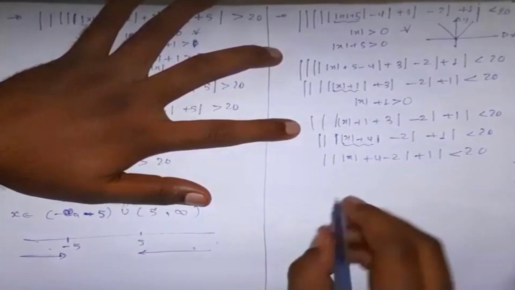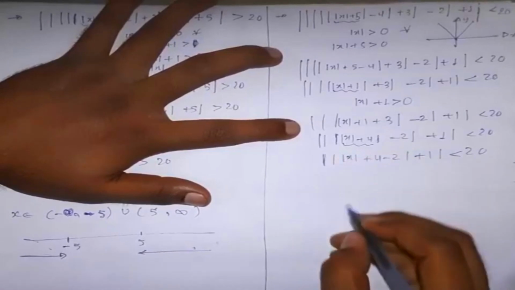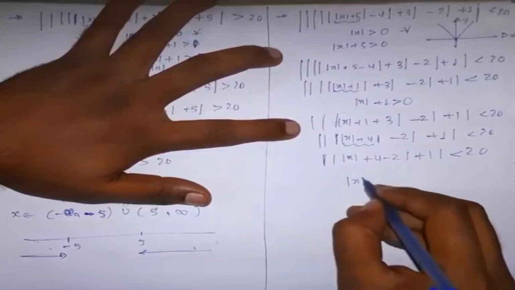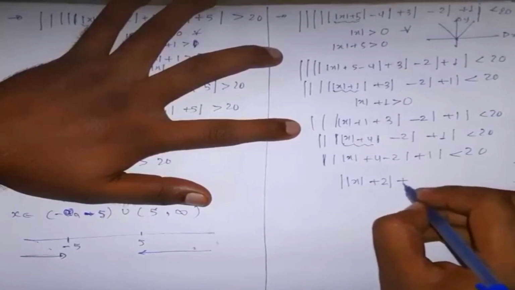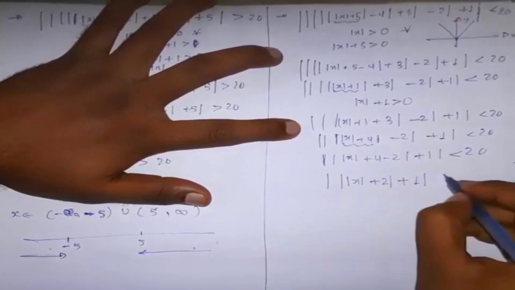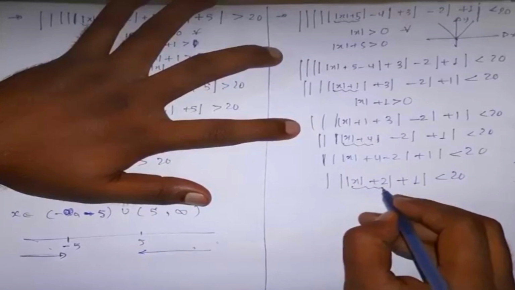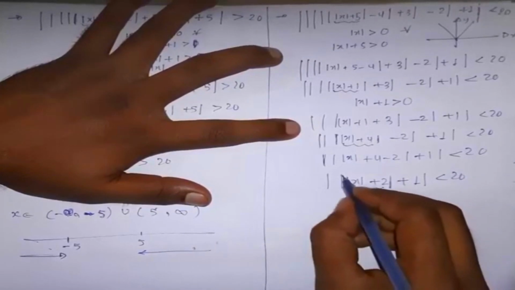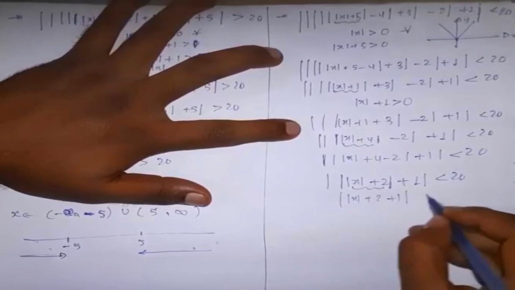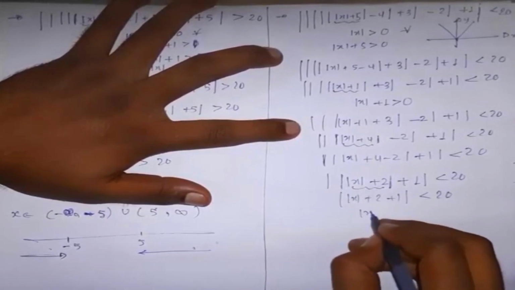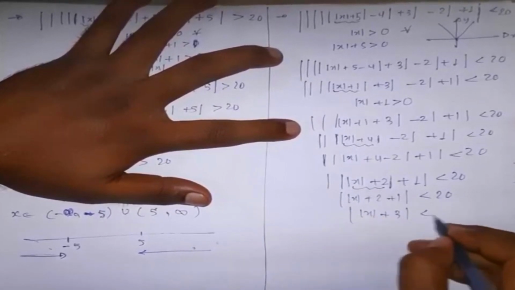Negative. Now we will solve this. Mod of x plus 2, this portion will be positive also, then this mod will be open as a positive. Mod of x plus 2 plus 1 less than 20. Mod of x plus 3 positive.